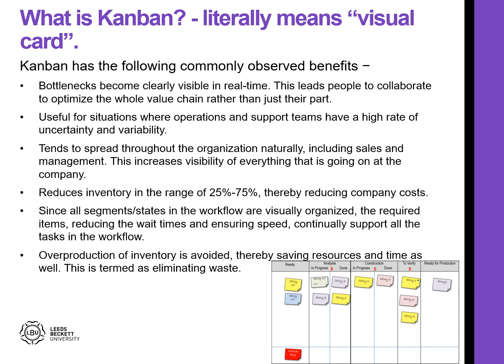Since all states in the workflow are visually organized, the required items, reducing the wait times and ensuring speed, continually support all the tasks in the flow. So basically, you can see how things flow through the factory, and hopefully it's easier to see where the bottlenecks are.